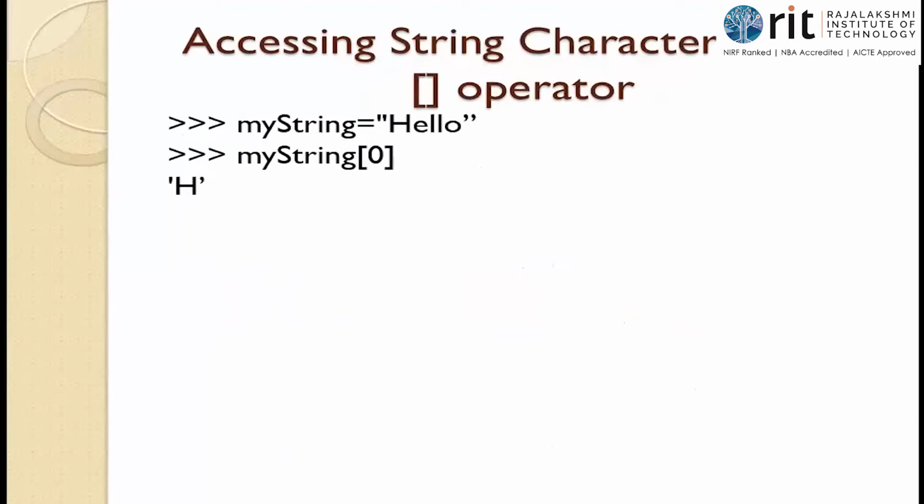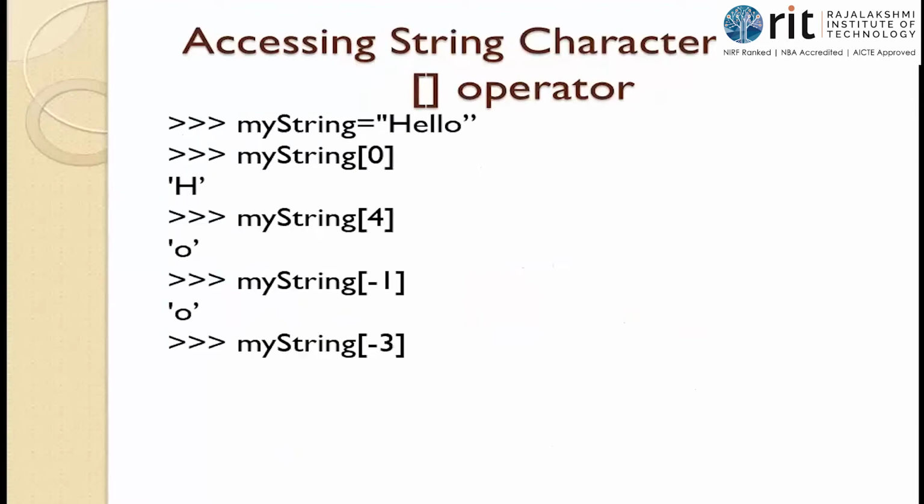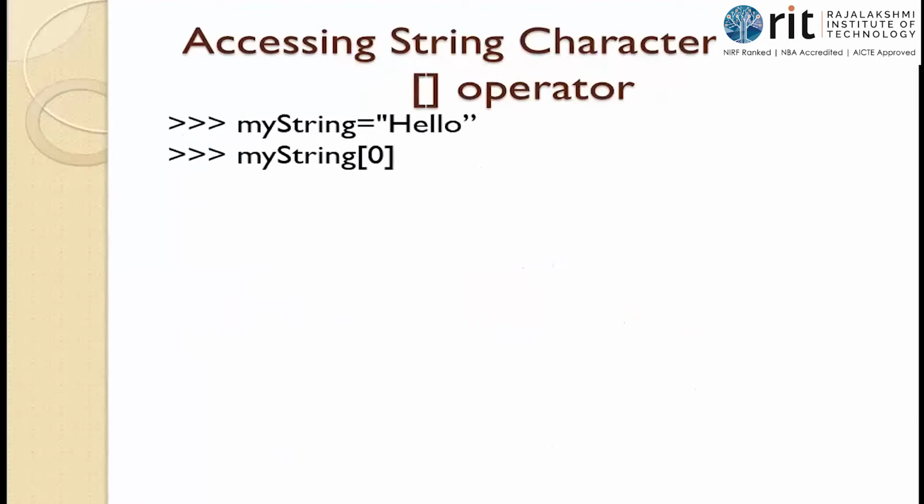Let's see how to do the indexing now. I brought few examples. My string is equal to HELLO. That is given in double quotes, so it is a string type. What is the name of the variable that I use? My string. Here, the indexing operator is the square brackets. Get to know this. Indexing operator is square bracket.